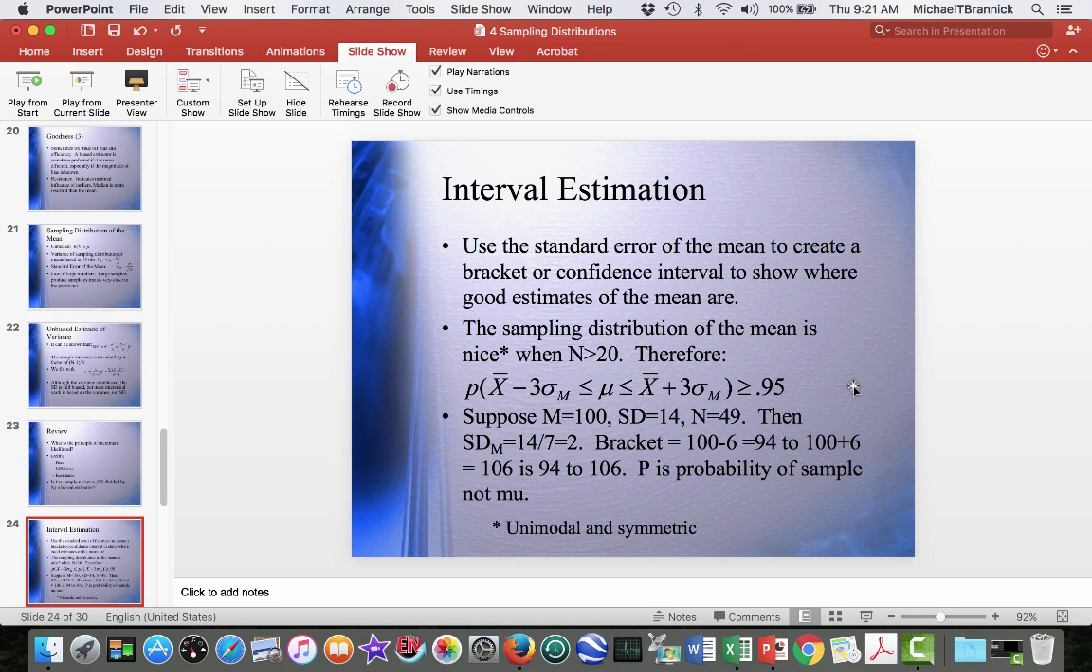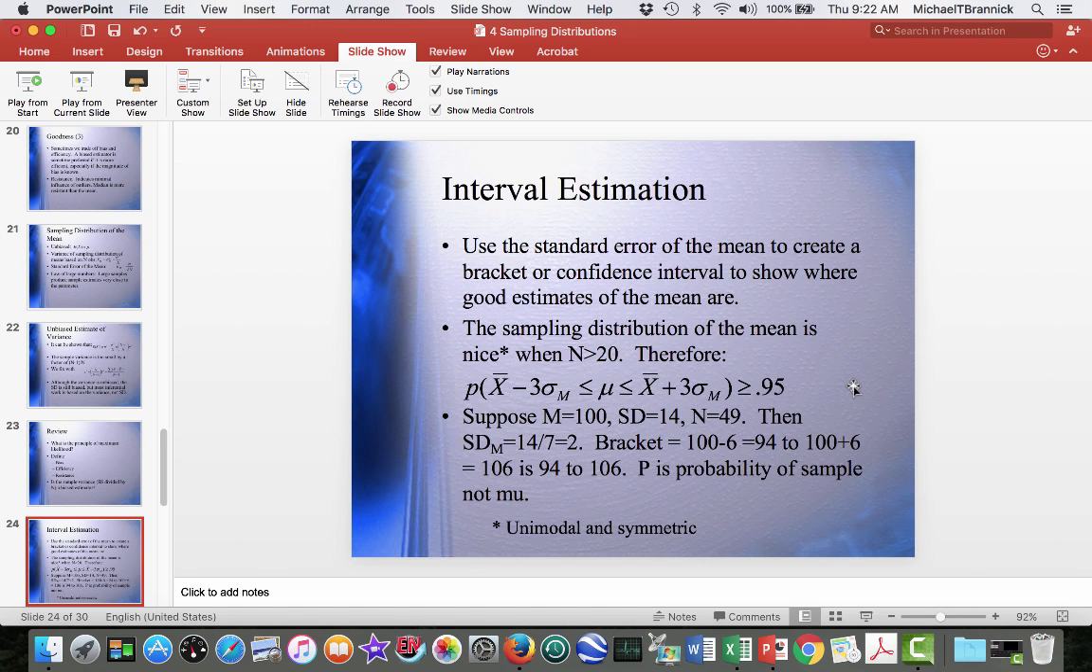Interval estimation. So now we're going to use the standard error of the mean to create a bracket, or confidence interval, to show where good estimates of the mean are. I'm going to show you this two different ways, one without assuming a normal distribution and one assuming the normal distribution. If we have at least 20 observations, people, whatever the thing is that we're using to estimate the mean, then the sampling distribution of the mean should be pretty good.